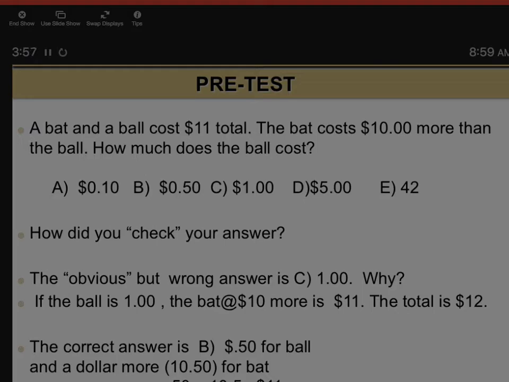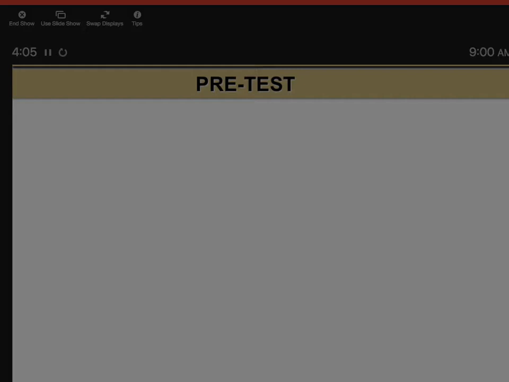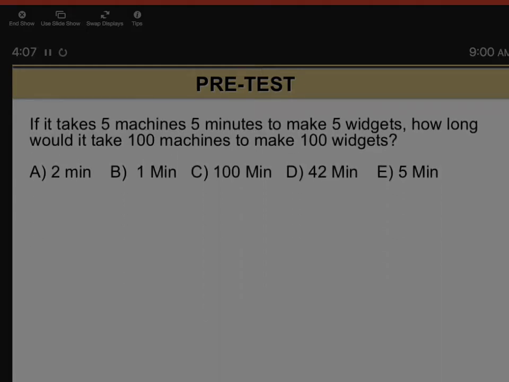Okay, you have to think through and figure out how you're going to check your answers. Because very often the obvious answer is not the right one, because you have to think through what that is. So, if it takes 5 machines 5 minutes to make 5 widgets, how long would it take 100 machines to make 100 widgets?